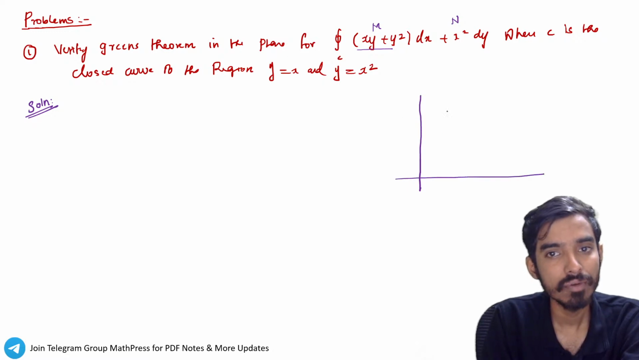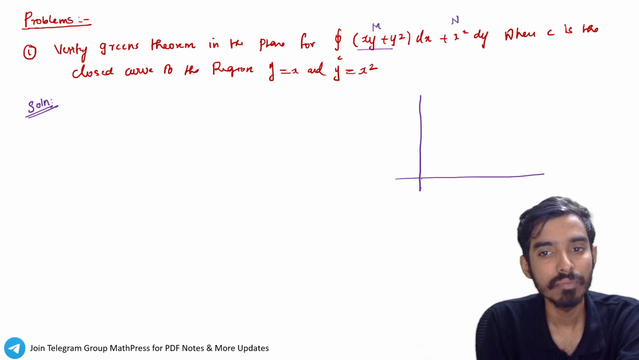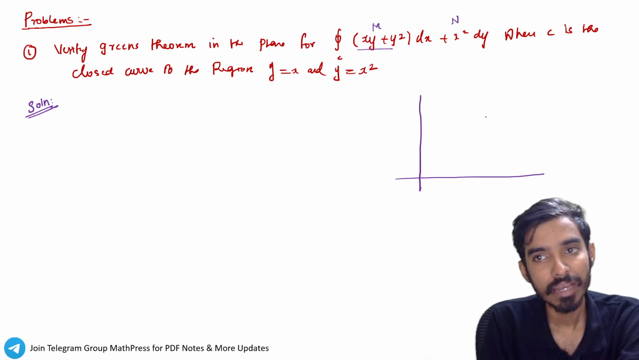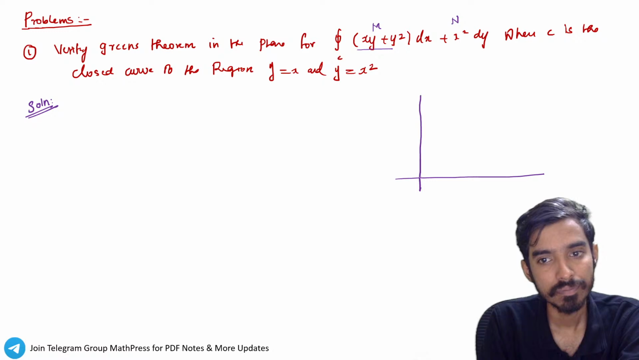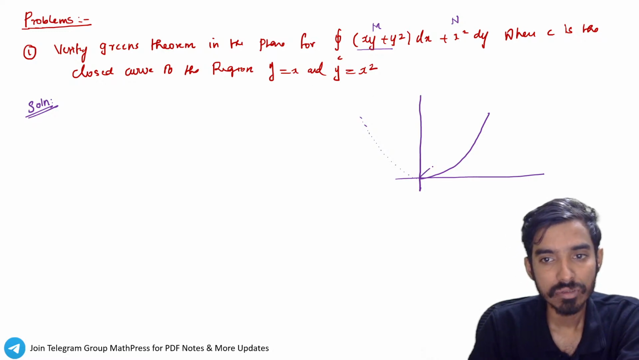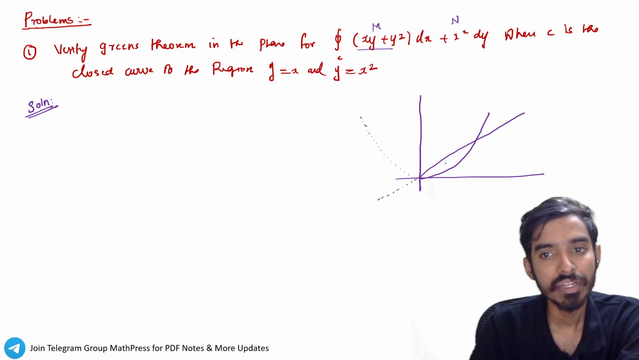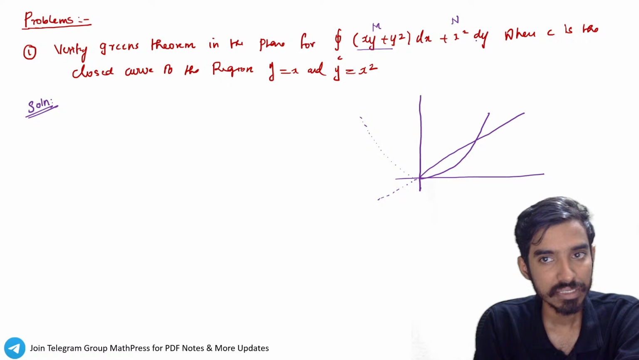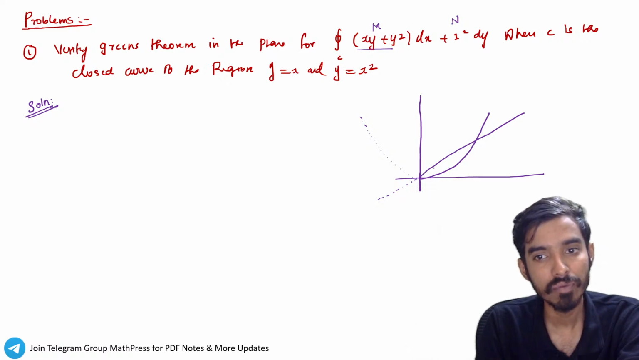So we have y is equal to x square, nothing but an open upward parabola. This will go on and on like this. Now y is equal to x. So this is a line, y is equal to x. This is the region we need to evaluate. So verify Green's theorem in the plane for the integral over C of xy plus y square dx plus x square dy, where C is the closed curve y is equal to x and y is equal to x square. So this is what we need to evaluate.